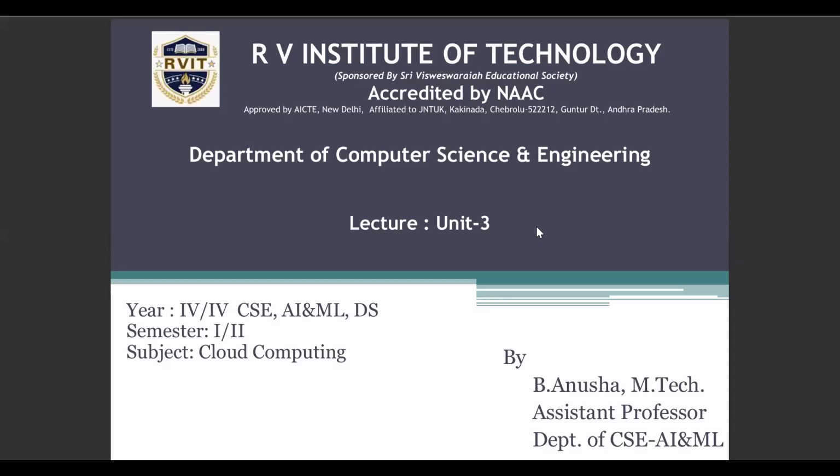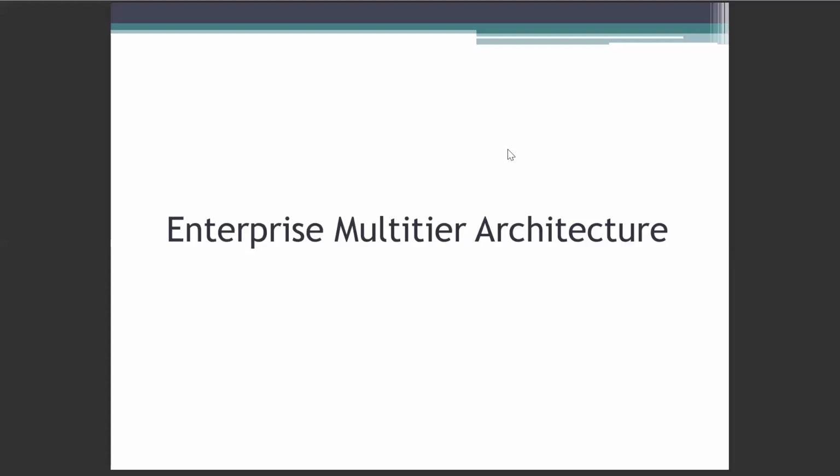Good morning, class. In yesterday's session, we have seen what service oriented architecture is, what kind of protocols we are using, and what kind of web service it is providing to process. And in today's session, we will see how we achieve this service oriented architecture. First of all, we will discuss the first thing which supports this service oriented architecture, which is the enterprise multi-tier architecture.